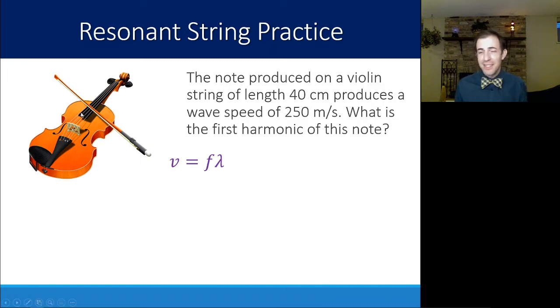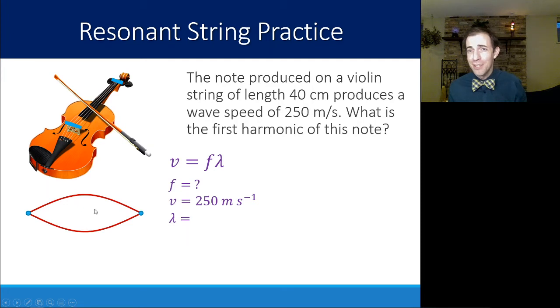Well, a violin is set up very similar to my ukulele here. The strings are fixed on both ends. So we know that if we have this information, we can find the wavelength by looking at the string itself. The string has these fixed ends, which means we have to have a node in our system. This is the first harmonic, so it's going to be our simplest wave with just a node on either end. And we know that the length of this string is 40 centimeters.